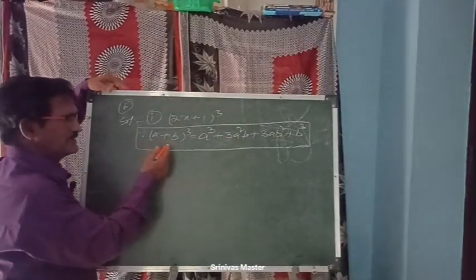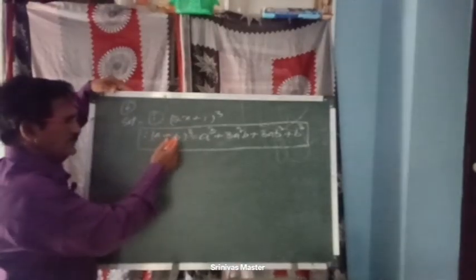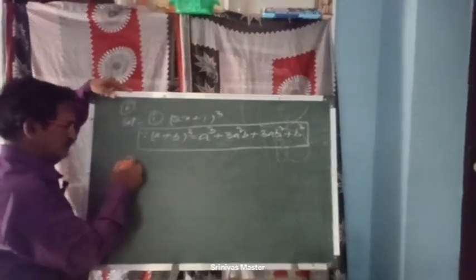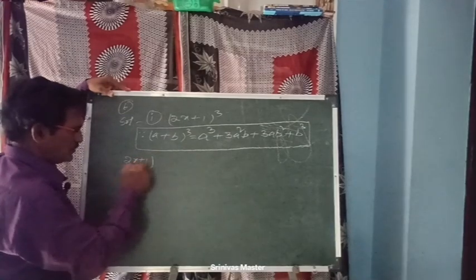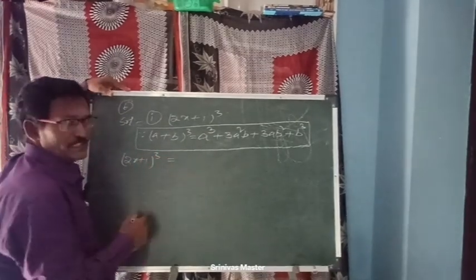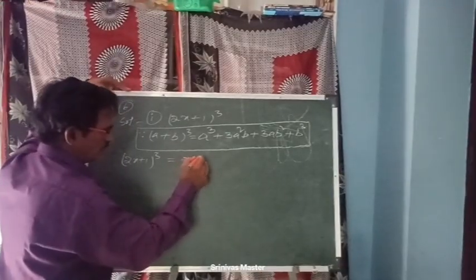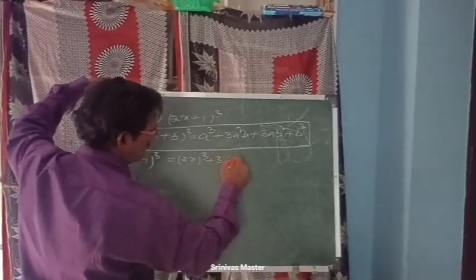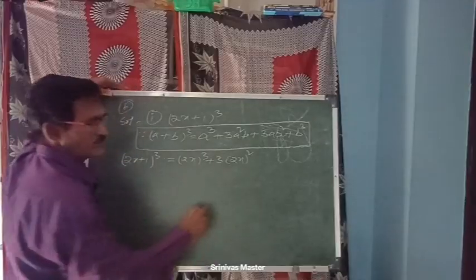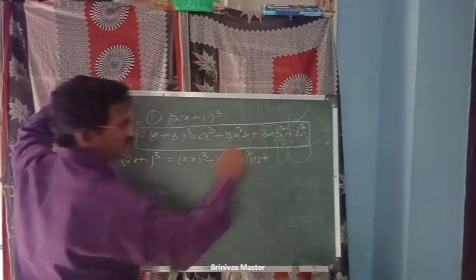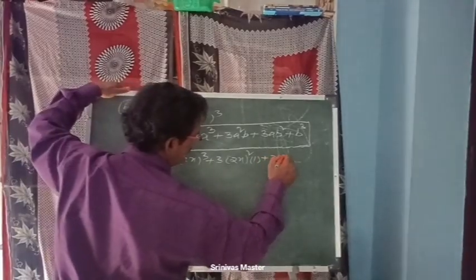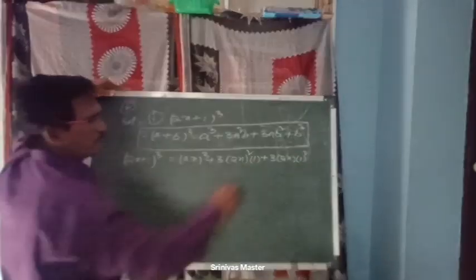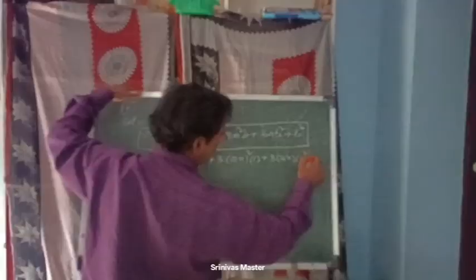So when you are comparing, in the a place what is there? 2x. In the b place what is there? 1. Right? Now take this a plus b whole cube. See children, 2x plus 1 whole cube equals, in the a cube place, 2x whole cube, plus 3a square b, 3 into a square, a square means 2x whole square, into b, plus 3ab square, 3 into a, 2x, into b square, b square means 1 whole square, plus b cube, b means 1, plus 1 whole cube.